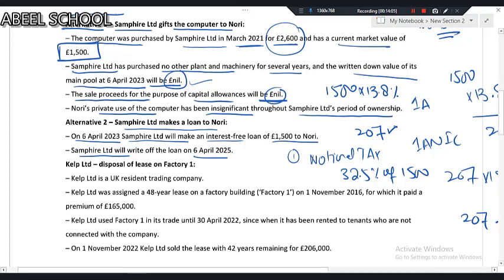But a very important point is that in alternative 2, dear student, you need to discuss the notional tax charge of 32.5%, number one. Second, you need to discuss that when the company is going to write off, it will be treated as dividend income, so no tax implication comes on the corporation. Third, you need to mention the amount of the loan is less than £10,000, so it will result in no taxable benefits, so no class 1A NIC. Fourth, you need to discuss that when the company is going to write off this loan, then the organization will have to pay class 1 employer NIC on this 1,500.